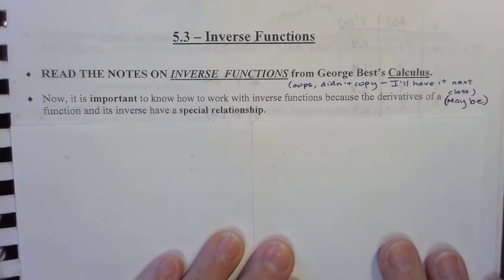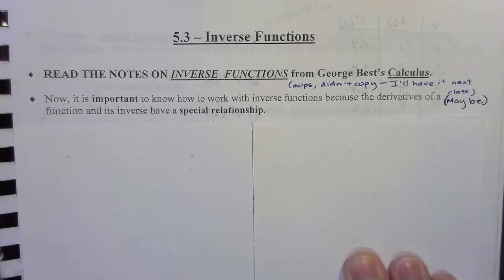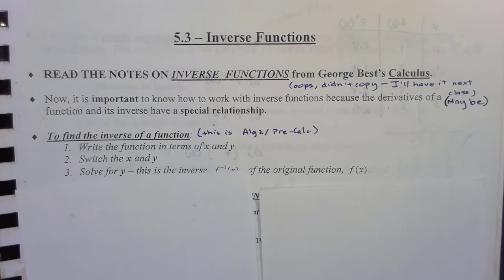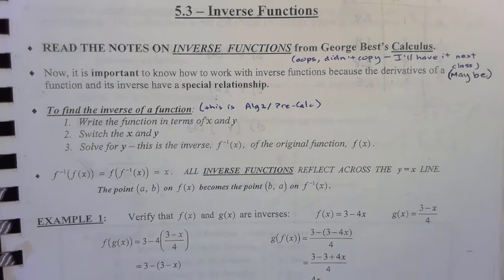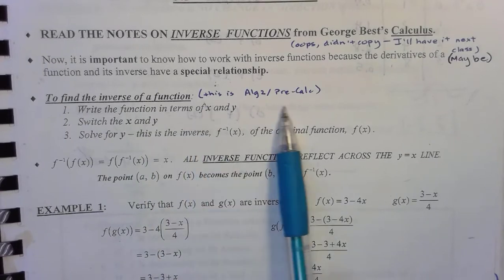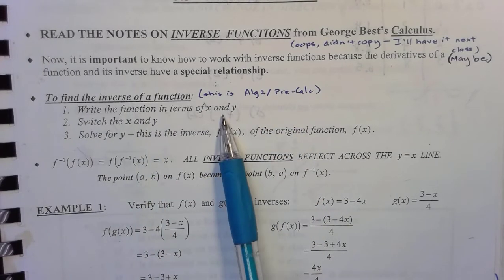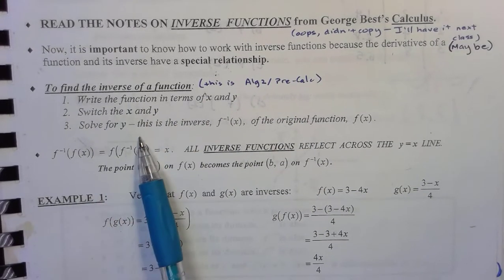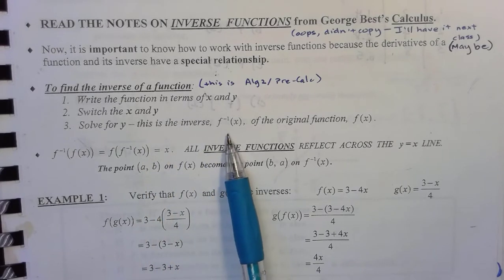Now it is important to know how to work with inverse functions because the derivatives of a function and its inverse have a special relationship. So let's have a little pre-cal review. To find the inverse of a function, write the function in terms of x and y, switch the x and y, solve for the y. This is your new inverse, which gets that notation if it is in fact a function.